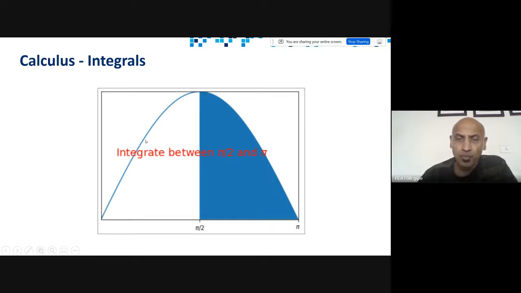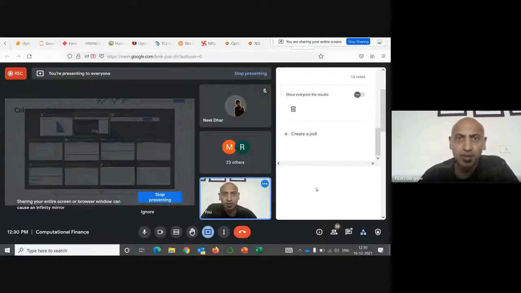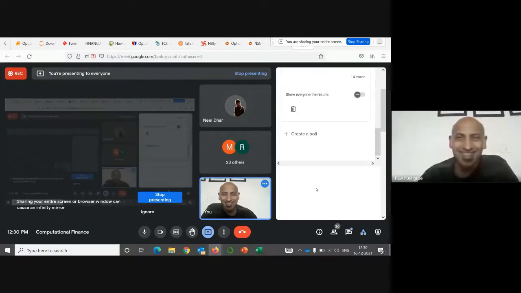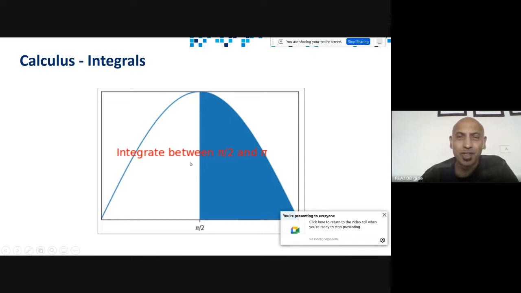So what is this curve? Is anybody familiar with this curve? What could this curve be? Bell curve. Yeah, it is a sine curve. You're right, Neil. It is actually a sine curve. I have not drawn the lower half of the sine curve, right?